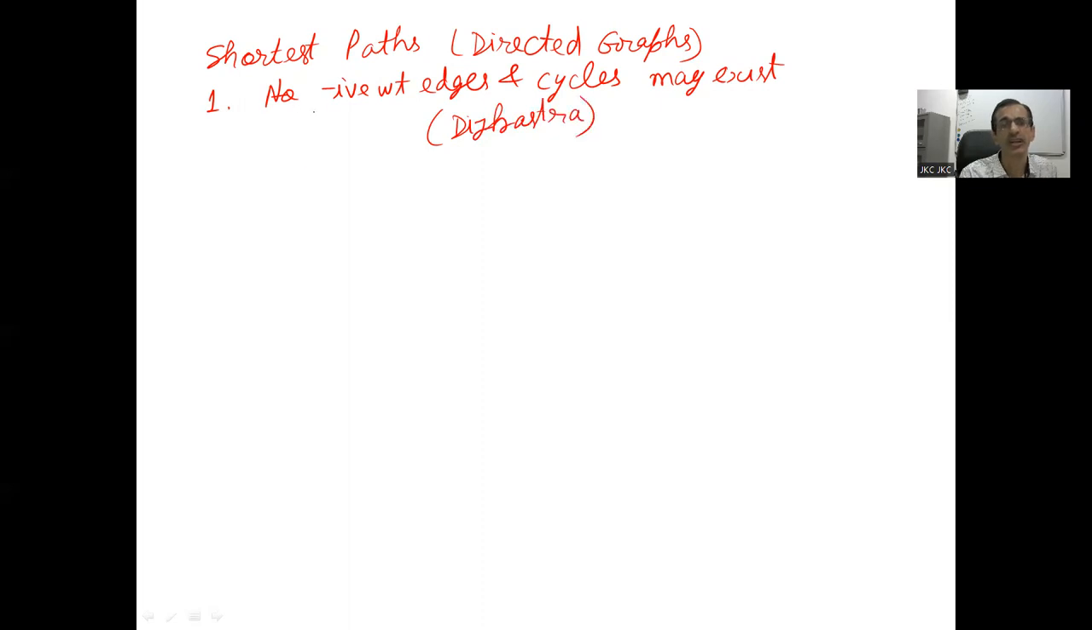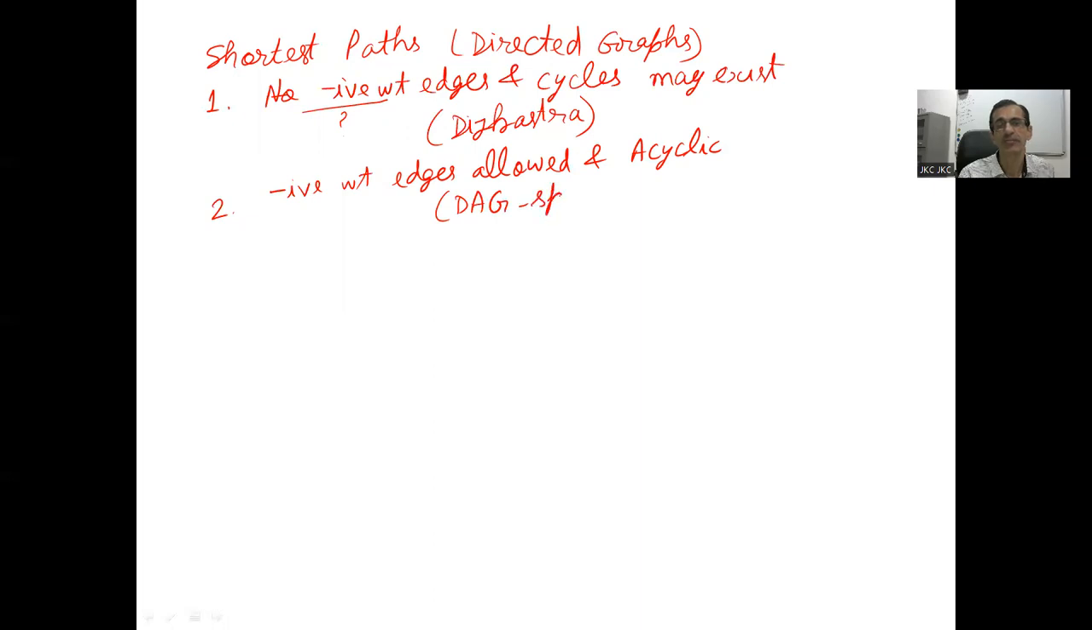Then we wanted to know what to do if negative weight edges exist. So we had negative weight edges allowed, but in lieu of that, we needed some criteria to solve the problem. And then we had an acyclic graph. In that case, we used the DAG shortest path algorithm.